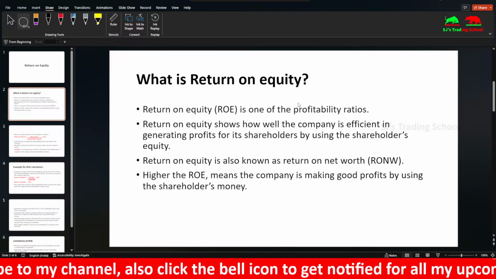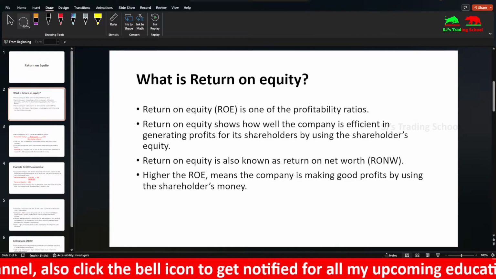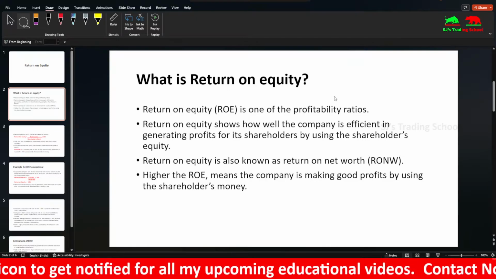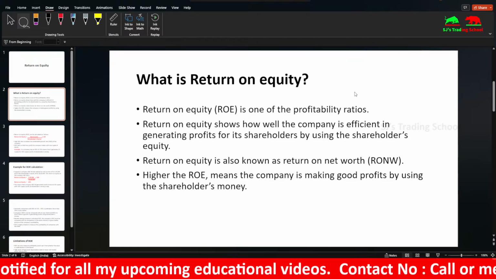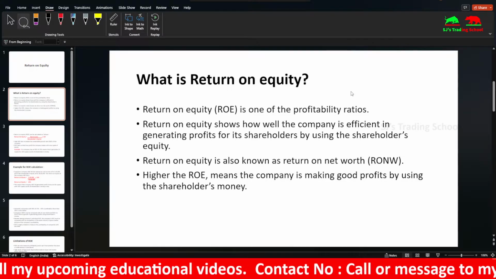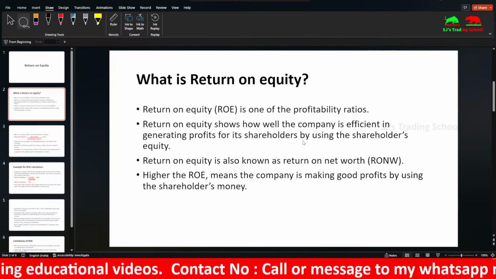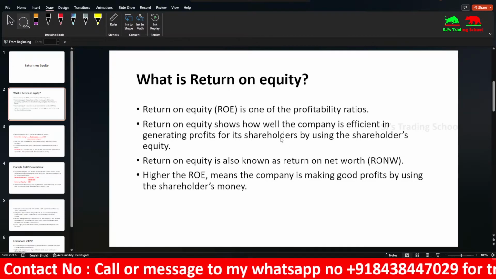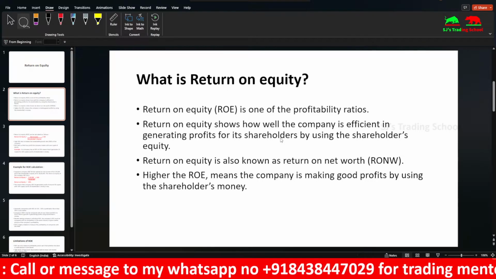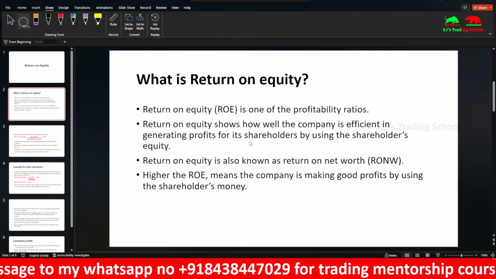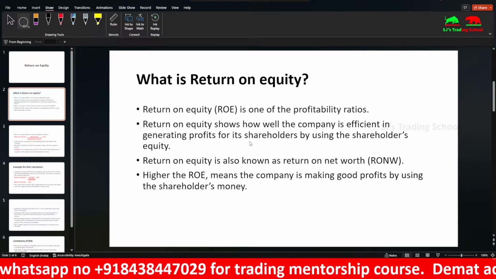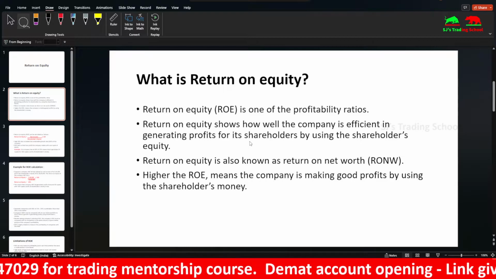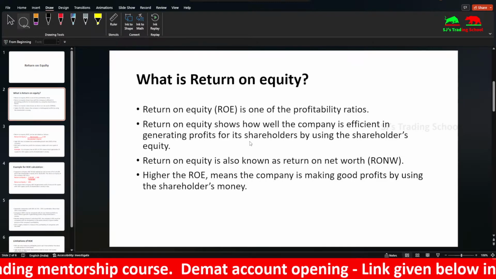So what is return on equity? ROE is the short form of it. It is one of the profitability ratios. It shows how efficient the company is in generating profits for its shareholders by using the shareholders' equity, or shareholders' money. We give money to the company and we get the shares. With that money, how well is the company earning profits, whether it's earning enough profits. Only if it generates enough profit will it reward the shareholders in the form of dividends, and the share capital appreciation would also be high. So this is what ROE shows.